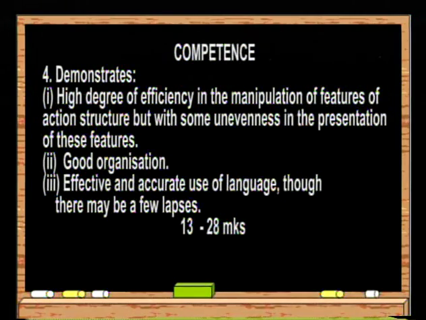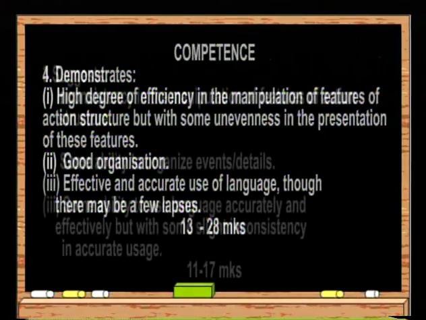Demonstrating competence, a candidate must have a high degree of efficiency in the manipulation of features of action structure, but with some unevenness in the presentation of these features. Good organization, effective and accurate use of language, though there may be a few lapses. And here the candidate can score 13 to 28 marks.